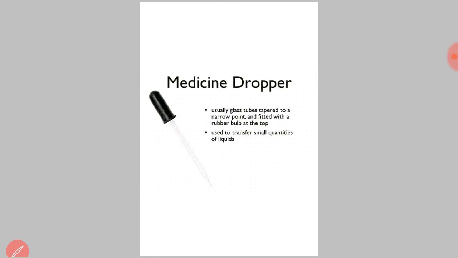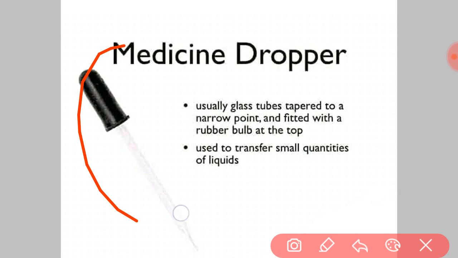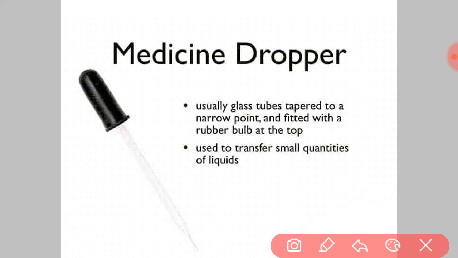Going to the next apparatus, that is medicine dropper. So this is the figure of a medicine dropper. Everyone knows it, its name is medicine dropper. Basically it has a narrow point at its end. See this, and it is used for dropping chemicals. When you use a small quantity of chemical, you use this type of instrument called a dropper, for drop by drop addition of a chemical. Okay, so this is also a type of lab equipment.